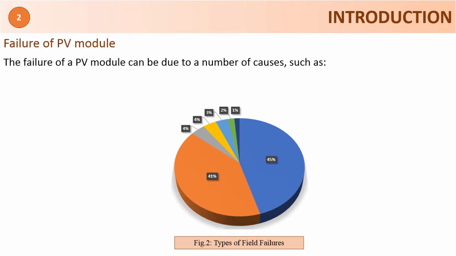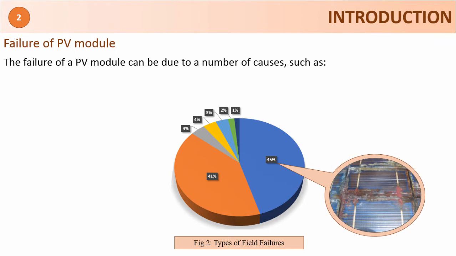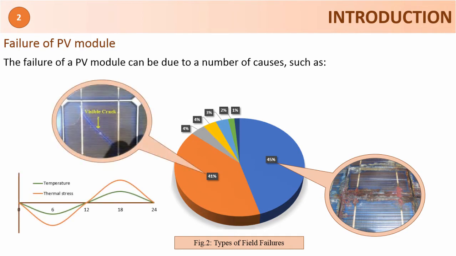Now I'm going to define the failure of the PV module. The failure of the PV module means a decrease in its electrical energy over time. The failure of the PV module can be due to a number of causes. In figure 2 we see that the first cause of failure is corrosion, at around 45%, and the second is the breakage of the cells.